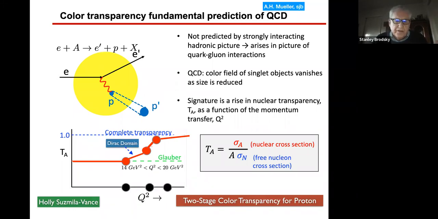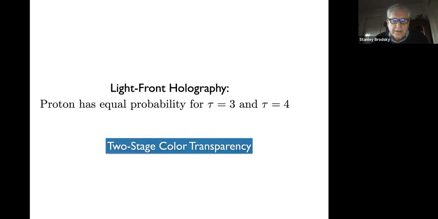The experimenters just have to start going up to higher Q squared and see where this proton physics really works. One of the things that's really remarkable is that when you use light-front holography to predict the proton light-front wave functions, you find there's equal probability for twist 3 and twist 4.